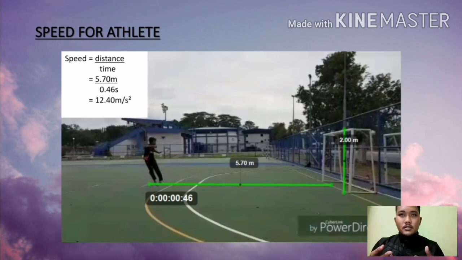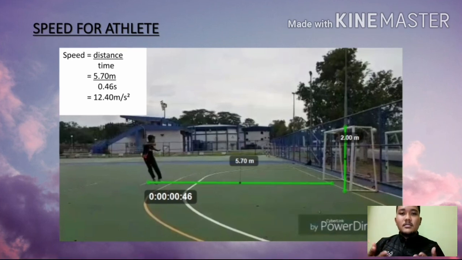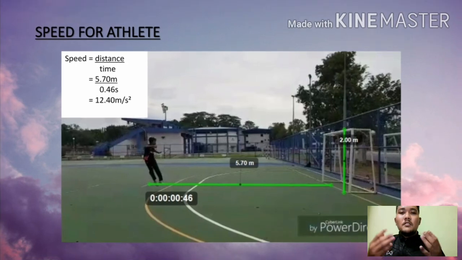The distance traveled by the ball to the goalpost for both the athlete and non-athlete is 5.7 meters, and for the athlete the time taken for the distance traveled is 0.46 seconds. So distance traveled divided by time taken, we get 12.40 meters per second for the speed of the athlete to shoot the ball.